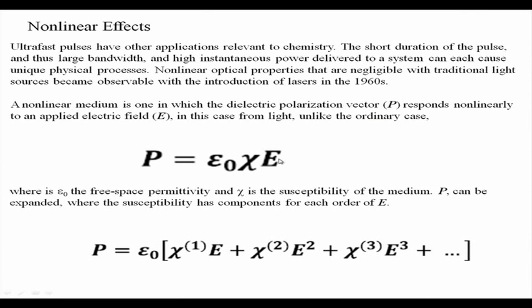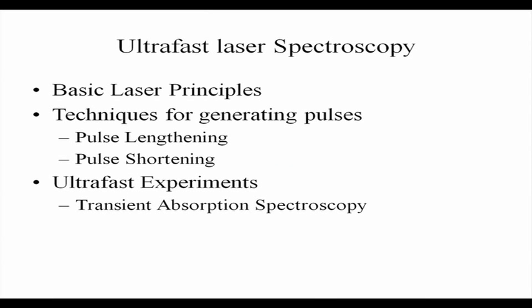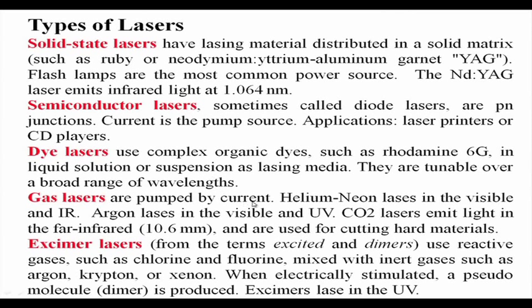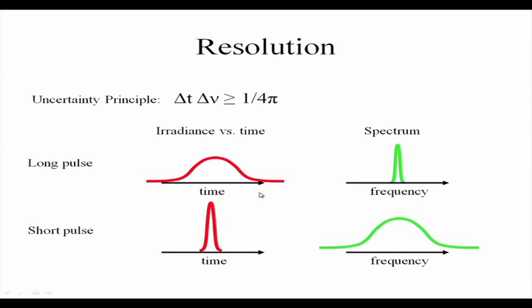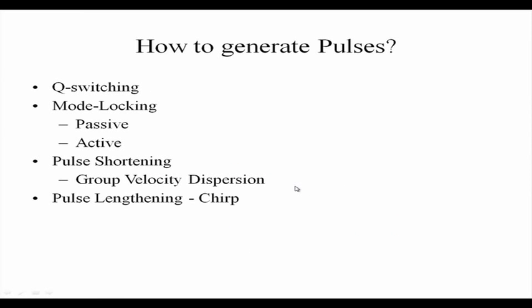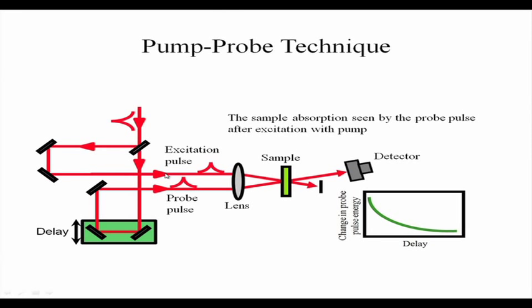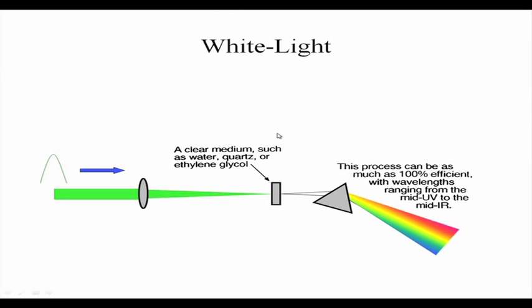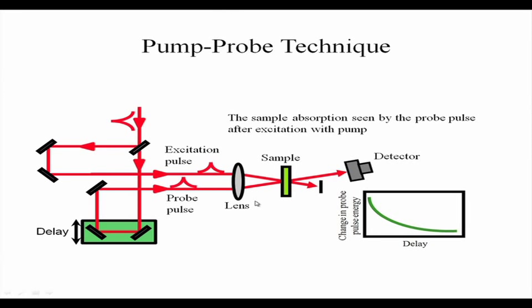Then we gave a brief introduction of nonlinear effect. To see this nonlinear effect, we need ultra fast lasers, and we talked a little bit about the types of lasers. Then resolution is an important factor. We are compromising on time resolution or on frequency resolution, and vice versa. Various pulse shapes, whether long pulse or short pulse, can be generated, depending on the time scale of observation. And we discussed that out of various ultrafast techniques, pump probe is one of the popular techniques, and white light is also useful for that. How this is done, we just tried to give you the idea.